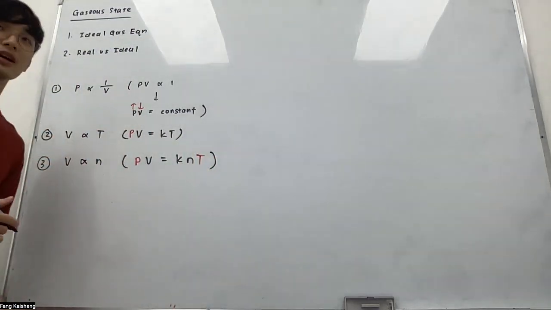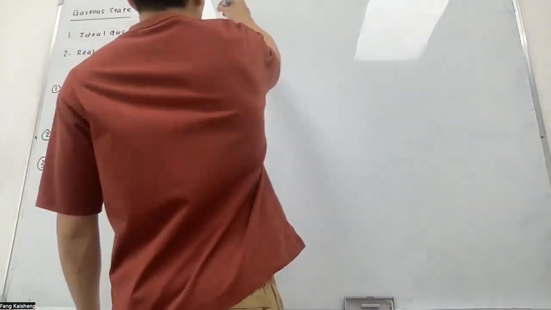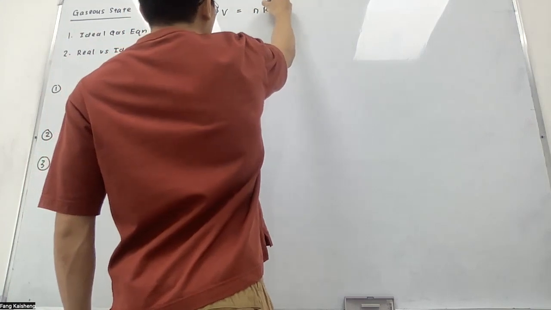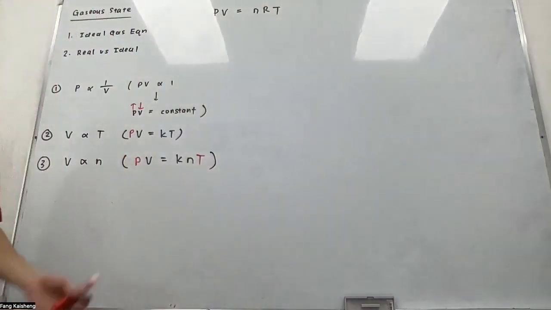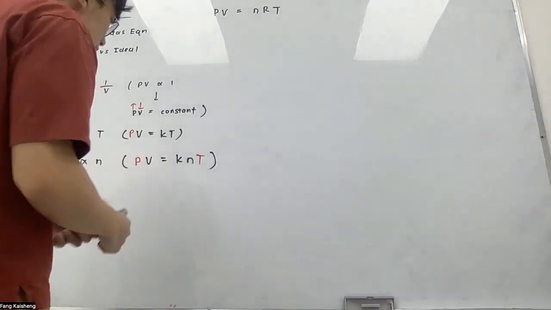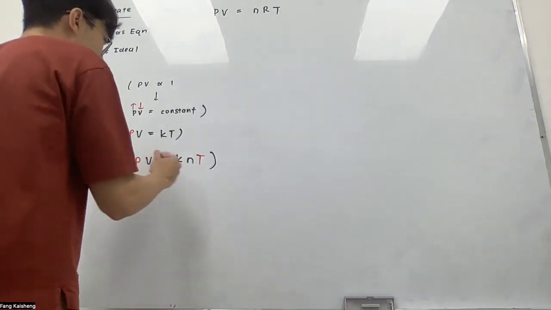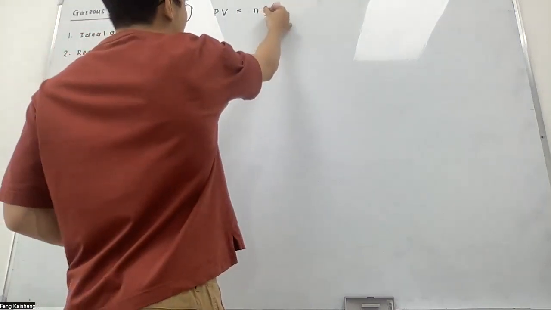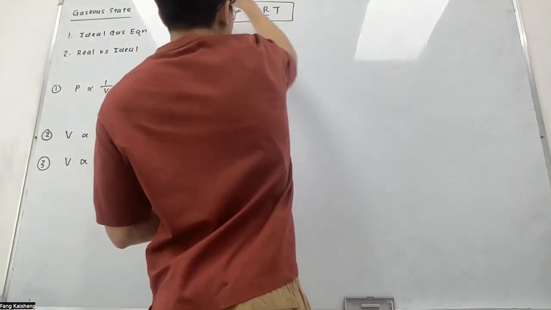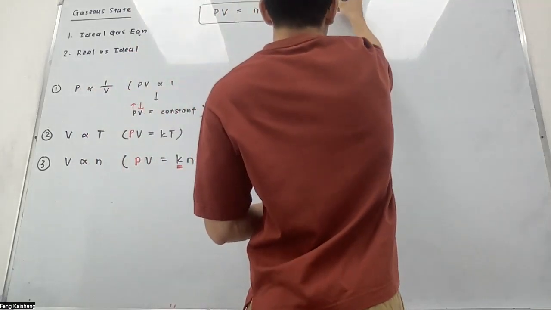This is really that easy. So on the next page, you can all take a look. The equation we're going to use for today is PV equals nRT. If you took physics before, it's the exact same thing. The only difference here is instead of K, we use the constant R. So what is R? R is a constant that you need to memorize: 8.31.